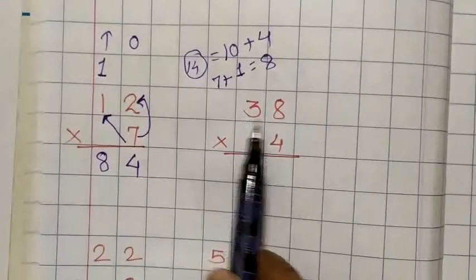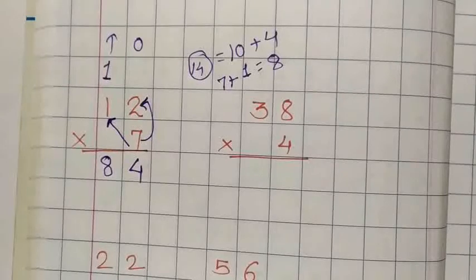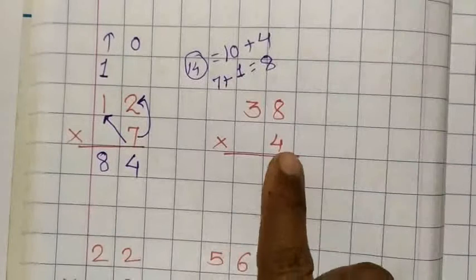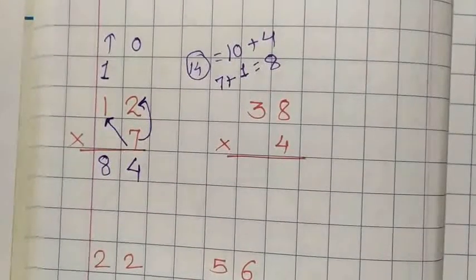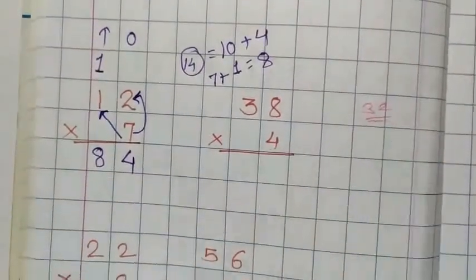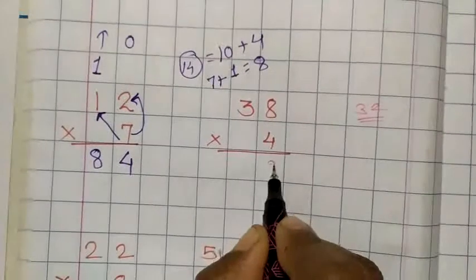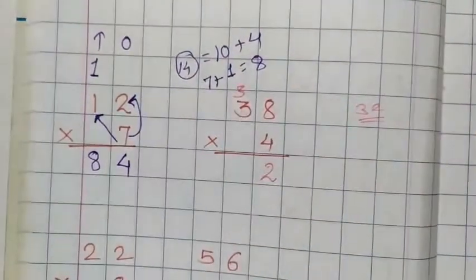Now the next example is 38 multiply 4. Okay. So 4 is the multiplier. Speak the table of 4 up to 8. 4 eights are, what is the answer? 32. Okay. 2 will come here. 3 will carry in the tens column.